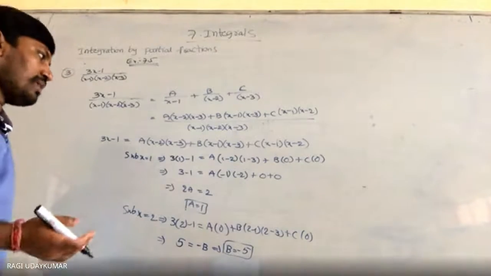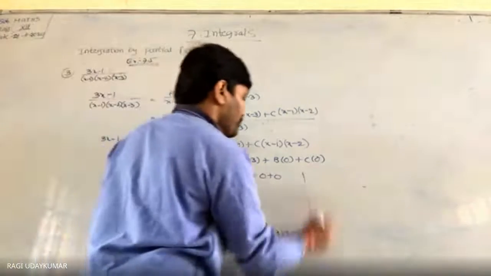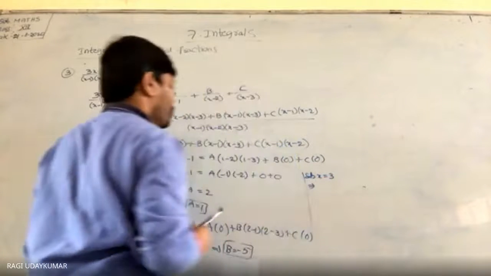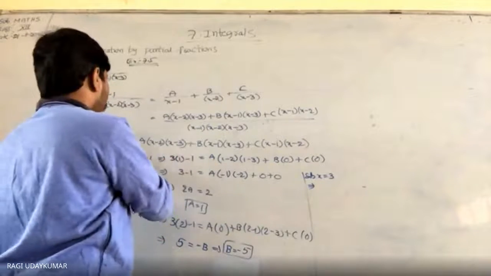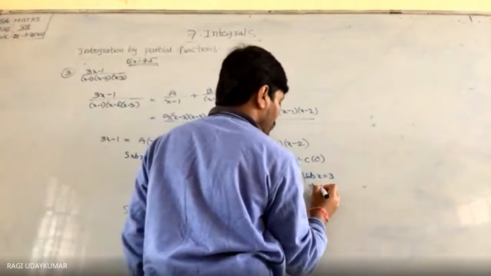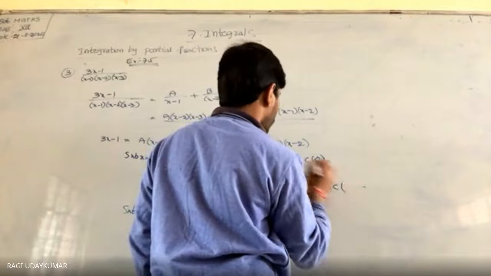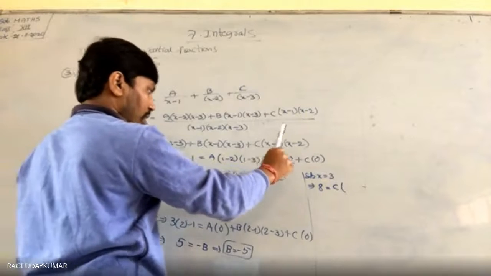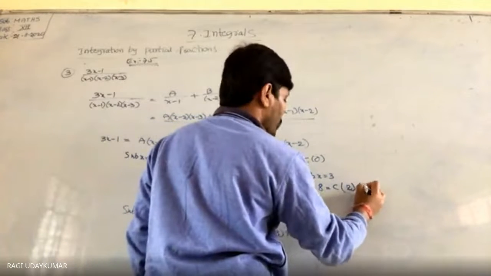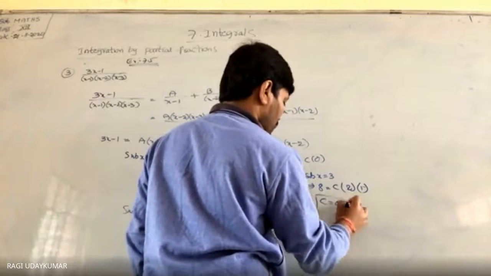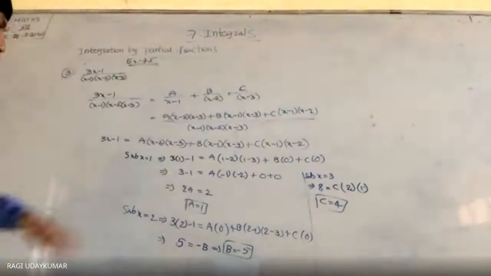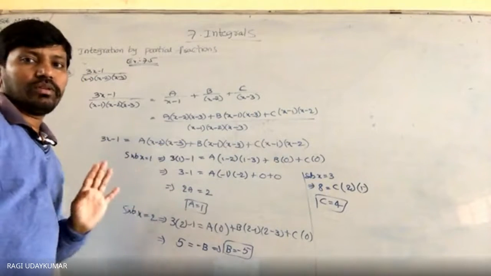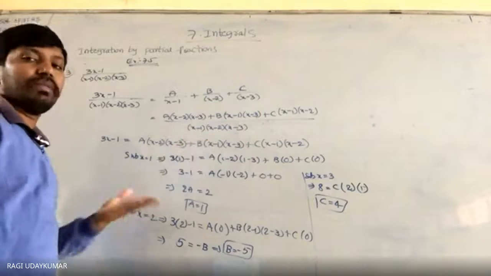For the c value, substitute x is equal to 3. The other two terms become 0. 3 into 3 is 9, minus 1 is 8, equal to c into (3 minus 1)(3 minus 2), which is 2 into 1. So c is equal to 4. Substituting x equal to 1 gives the a value, substituting x equal to 2 gives b. We substitute the factors that are common.